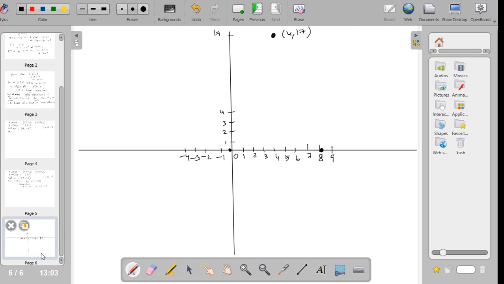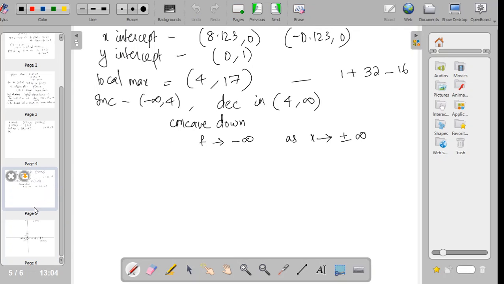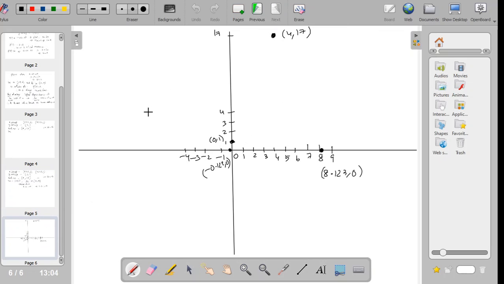Then you have 0, 1. Mark the points. This is minus 0.123, 0 and this is 8.123, 0. Now this is a maximum point. The graph is concave down. It is increasing up to 4, from minus infinity to 4 it is increasing, and from 4 to infinity it is decreasing. Now let us join these points.